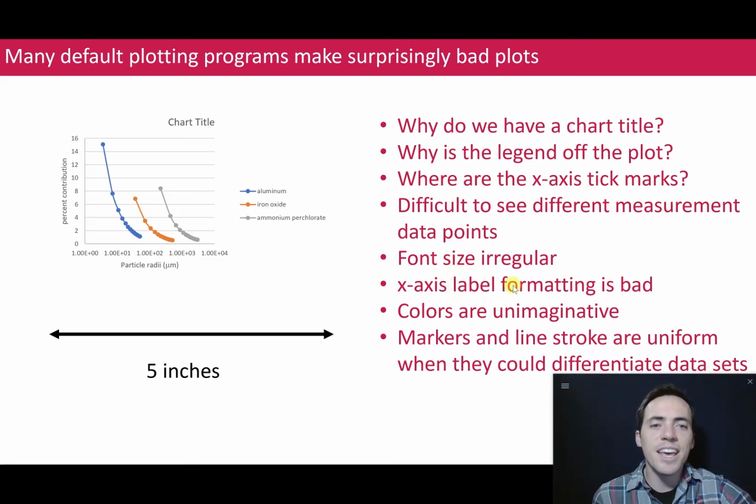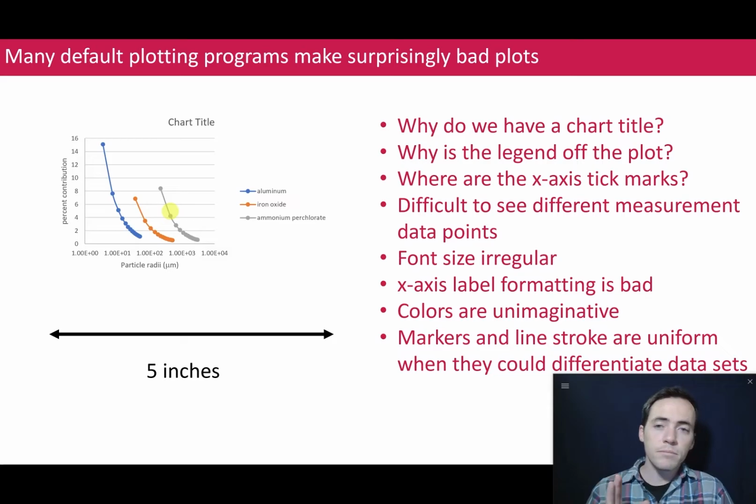The x label formatting is bad. They just did this, 1.00e+00, right? There's just better ways to format this, and do we really have that many significant figures, or is that just what it chose to plot here? I think that these colors are okay, but unimaginative. The markers and the line stroke are uniform when they could be used to differentiate your data sets, right? You could have circles and triangles and squares or whatever you want to show that they're different, right?